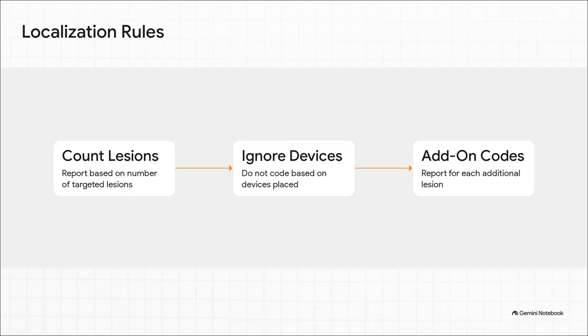Let's really break this down because, trust me, this is a massive audit gotcha. You always report the code based on the number of targeted lesions, not the number of devices placed. A single complex lesion might actually require 2 or 3 wires to bracket it properly. You do not code based on the number of wires. Just count the lesions and then apply your add-on codes for each additional lesion accordingly. It's as simple as that.